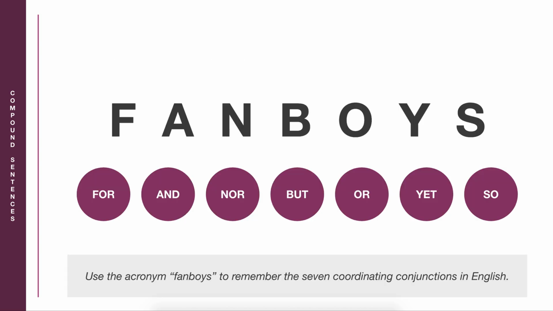Now, in order to be able to do this well, you need to know what all of the coordinating conjunctions are, because you'll remember that one of the ways to form a compound sentence is with a comma and a coordinating conjunction. Here are the coordinating conjunctions that we have in English, and an easy acronym to remember all of them is FANBOYS. F stands for for, A stands for and, N stands for nor, B stands for but, O stands for or, Y stands for yet, and S stands for so.